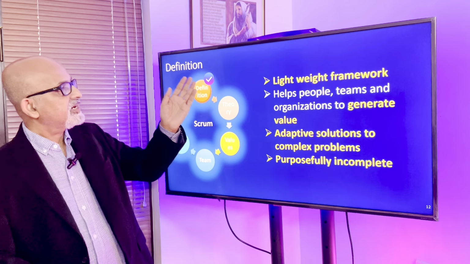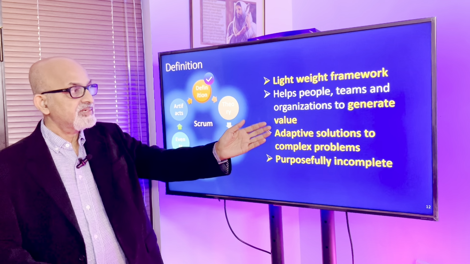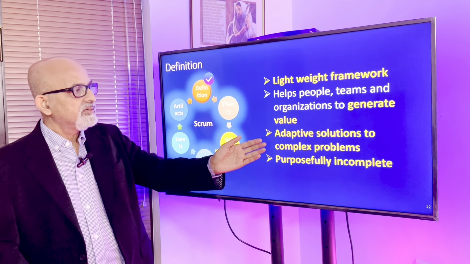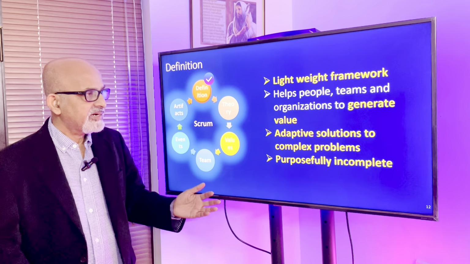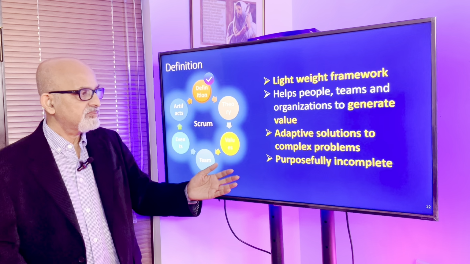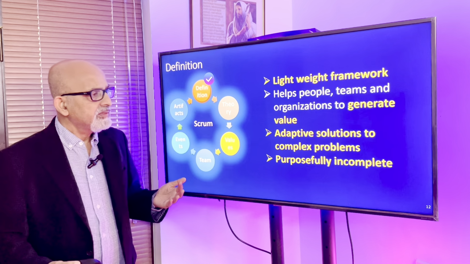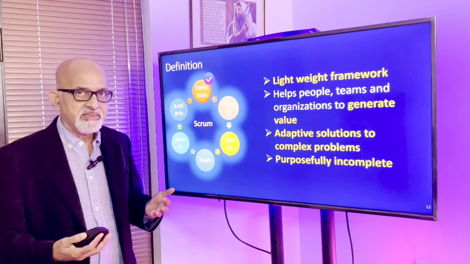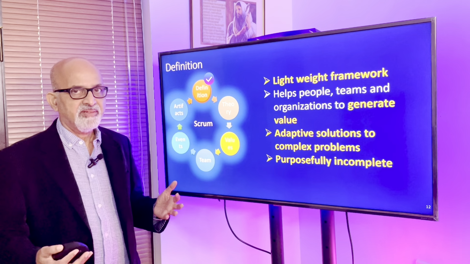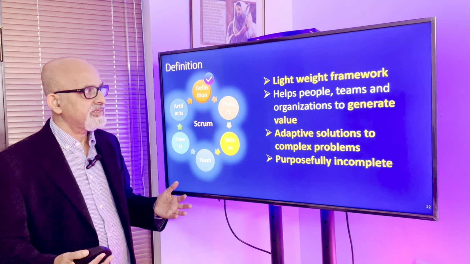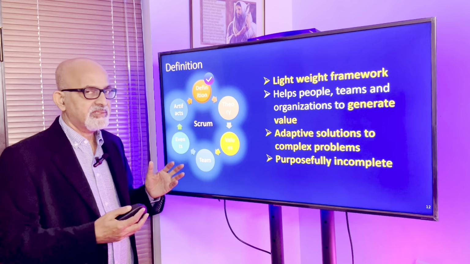Definition of Scrum. Scrum is a lightweight framework. It helps people, teams, and organizations to generate value through adaptive solutions to complex problems. So it provides an adaptive solution to solve complex problems and it is purposefully incomplete. That means Scrum can act as a wrapper to include any other best practice deemed good by the team for the benefit of the product. So this is what we are discussing today.